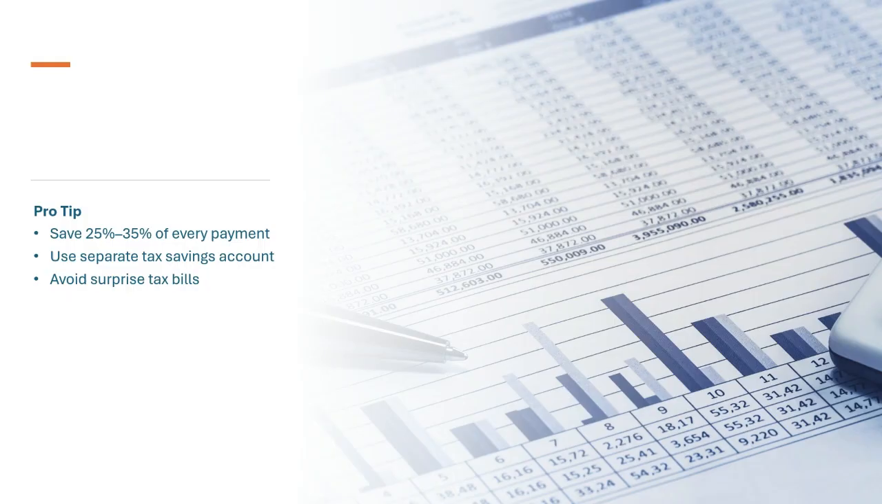Here's something that I recommend as a CPA. I would recommend setting aside 25 to 35% of every dollar you earn into a separate tax account. That way it's out of sight, out of mind, but you know that that's building just to pay your quarterly taxes. That way your taxes never feel like a surprise, and it can help you to avoid surprise tax bills.